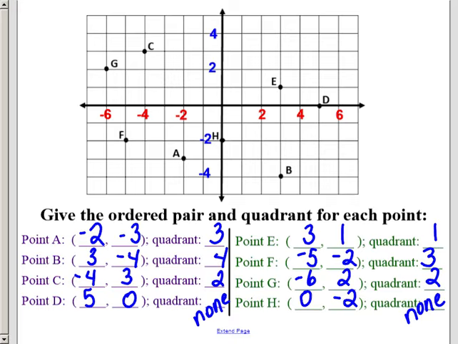All right, here should be your answers. Now, I want you to notice point D and point H are not in any quadrant. That's because they are on an axis. If a point is on an axis, it is not in any quadrant.